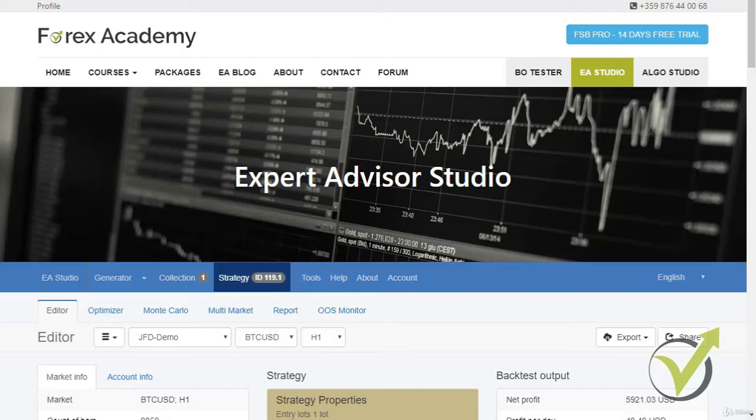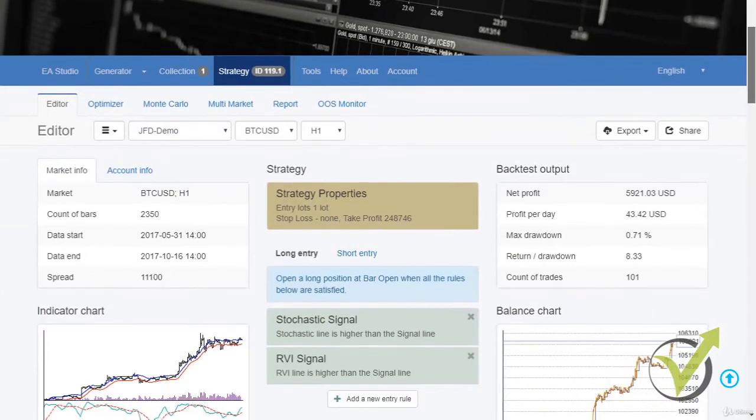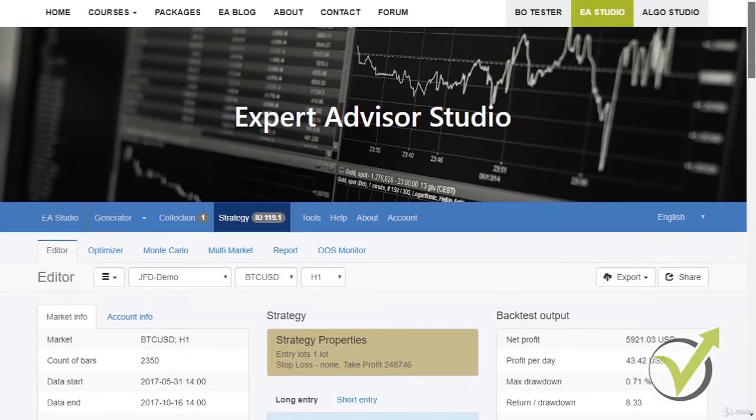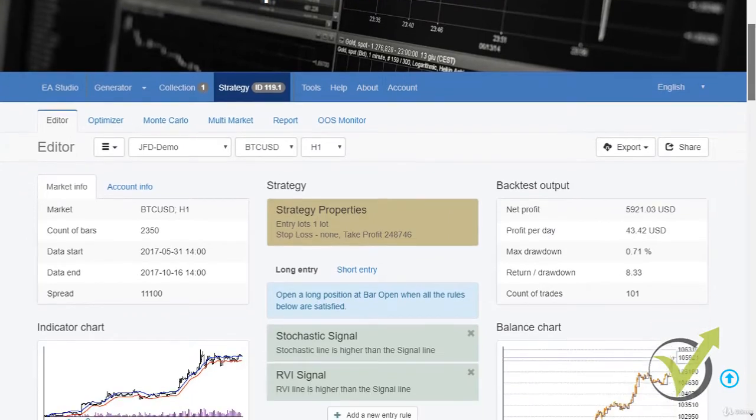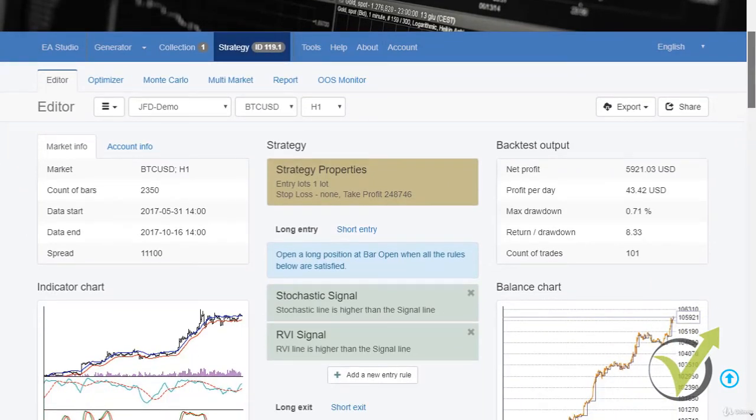Hello dear traders, in this lecture I will show you the strategy that we will use to enter into the trade, to execute trades. And this strategy was created with EA Studio, the Expert Advisor Studio, one of the software tools that we are using in the academy in order to create robust strategies.